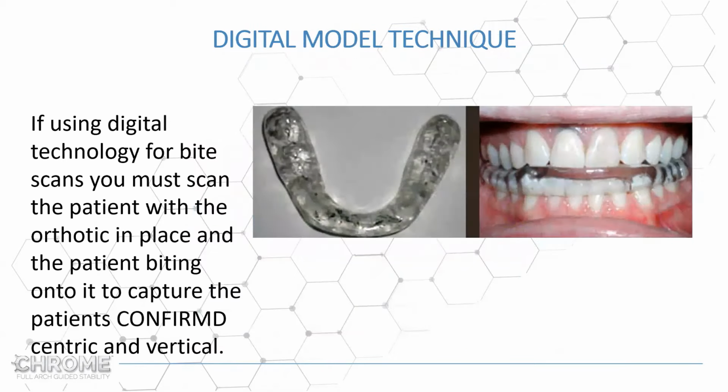Digitally, you just basically need to scan the patient with the orthotic in place, in position in the mouth. And when you do it the digital way, the patient can keep the orthotic and wear it if the doctor thinks it's good and the patient's comfortable with it. And we can work off the digital bite scan of the orthotic. So those are the two ways we can get that information.